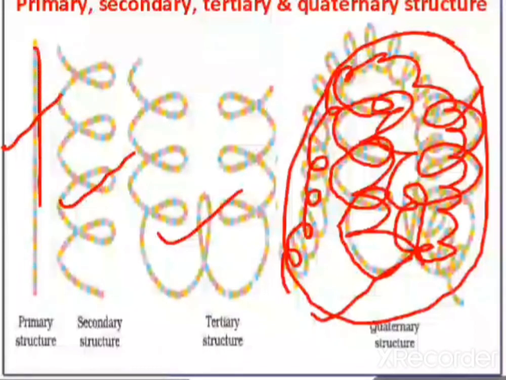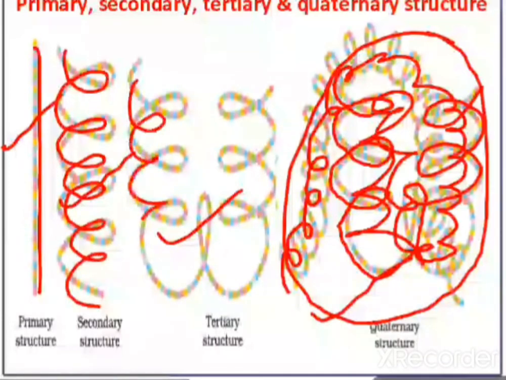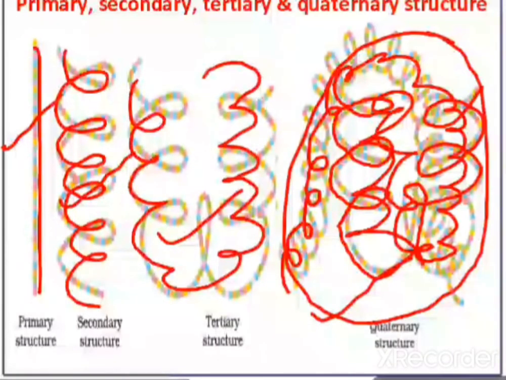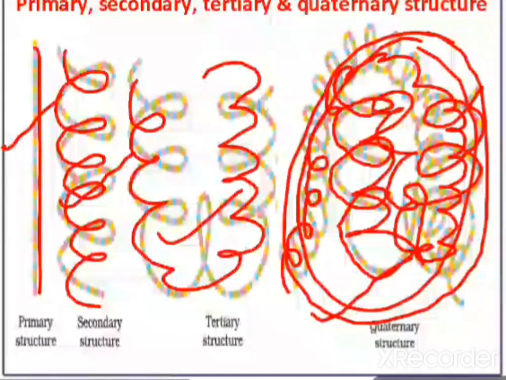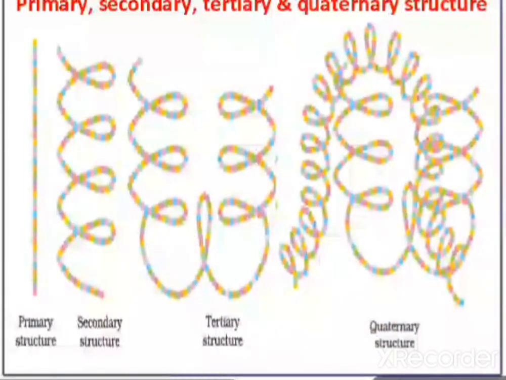Here only one polypeptide chain is there. Here we are just calling it a single polypeptide chain, but here two different polypeptide chains are there. Okay, so these are the structures of protein. After the structures of protein, now we will see the denaturation of protein.